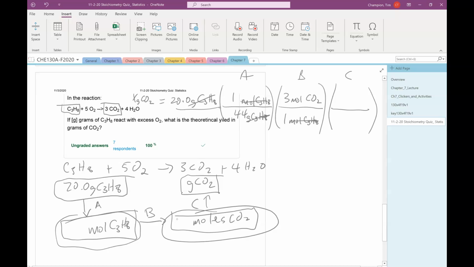And then at that point, we're going from moles of CO2 to grams of CO2. So if you do the analysis, 1 mole of CO2, carbon is 12, oxygen is 16. That gives us 44 grams of CO2 on the top. And we can cancel out moles of CO2 that way. So to get our answer, we're going to take 20 times 3 times 44, and then divide by 44, so it's going to be 20 times 3. It winds up being 60 grams of CO2, which would be our theoretical yield for this last question.